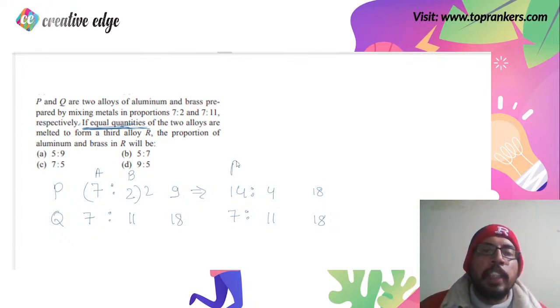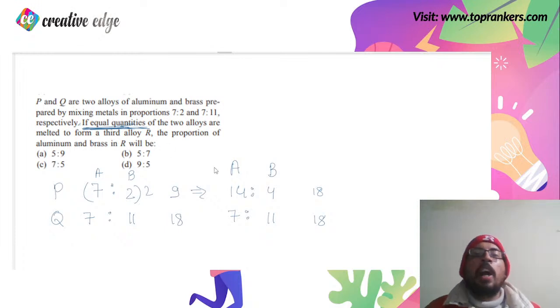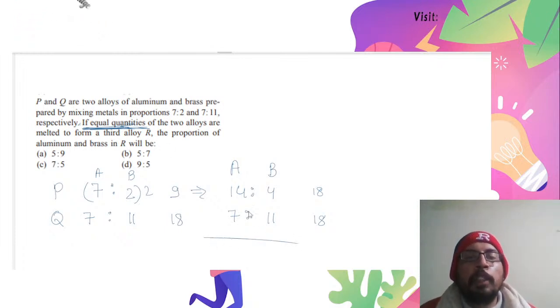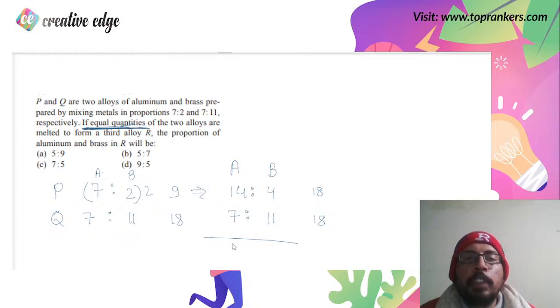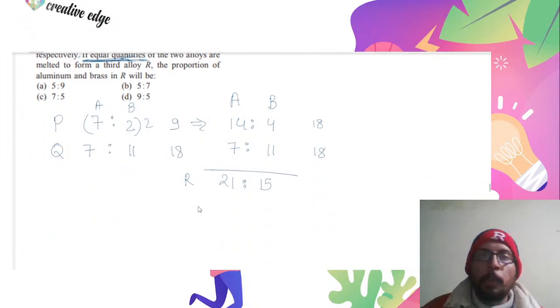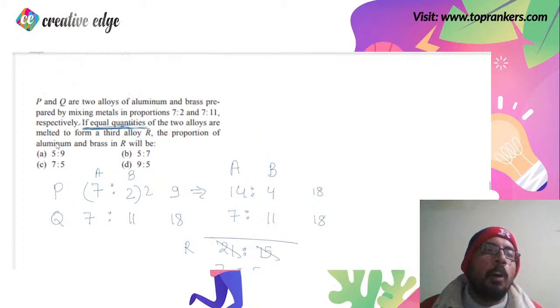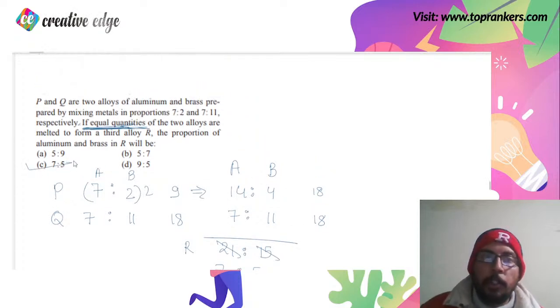Now this is aluminum, this is brass. Now what has been told: they are melted to form a third alloy R. That means they are to be mixed. So in order to mix, we will simply add them. So A will be 14 plus 7, 21, and B will be 4 plus 11, 15. So the ratio of aluminum and brass in R would be 21:15. That is 3 7s are 21, 3 5s are 15. So the answer would be 7:5. So our option C is correct.